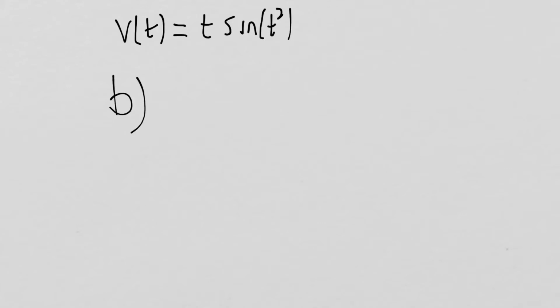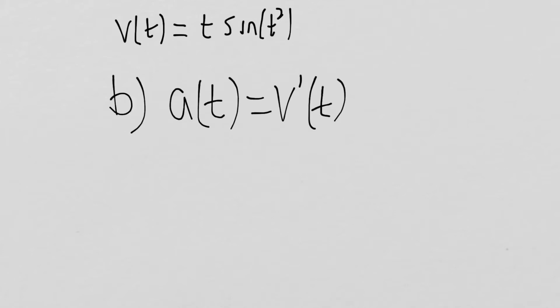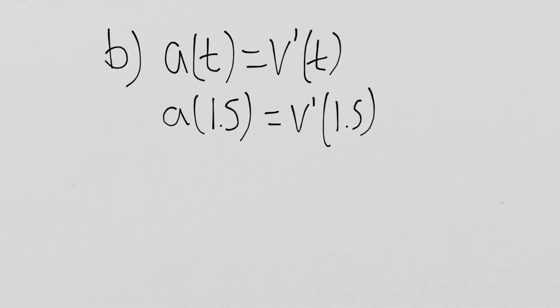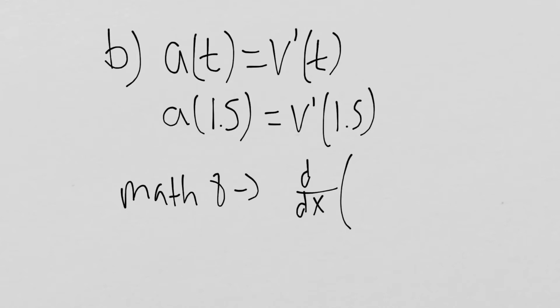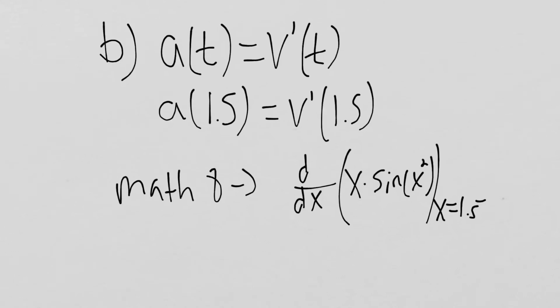Part B says find the acceleration at t equals 1.5. So acceleration is going to be equal to the derivative of velocity, and we're specifically looking for the acceleration at 1.5, which is going to be the derivative of velocity at 1.5. So in your calculator, you're going to hit math 8, and that's going to give you d dx of, and you can either have this typed in as your y1, or you can just type in x times sine of x squared, and then you'll do that at x equals 1.5. So that'll give us the derivative of our velocity function.